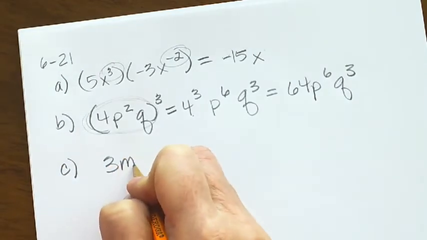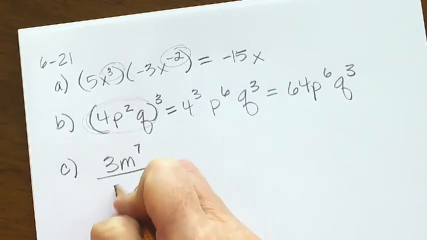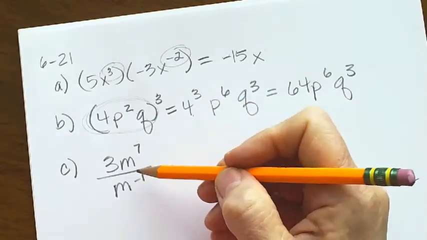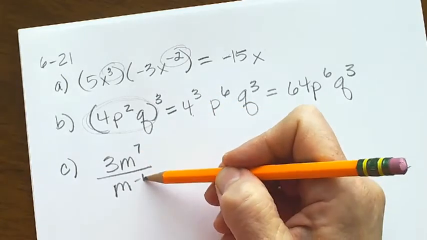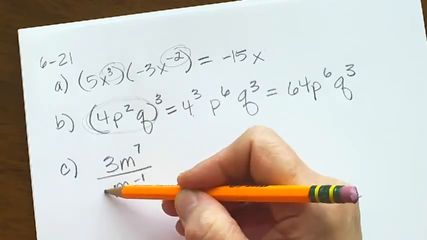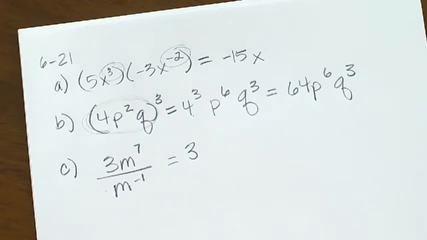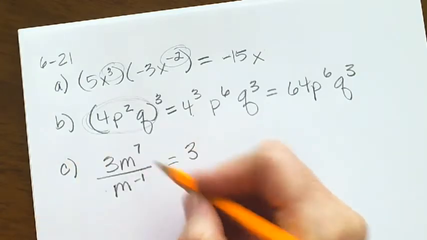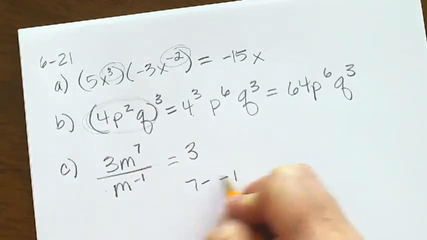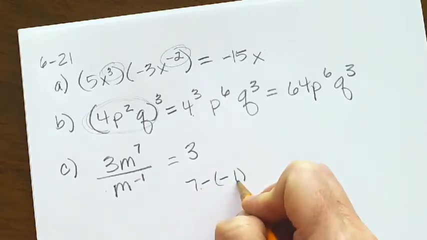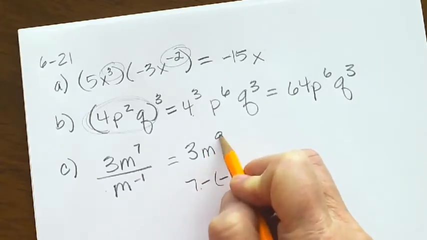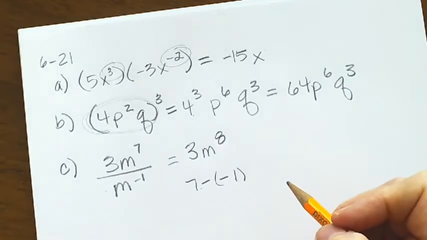Okay, for C, we are dividing powers, and the shortcut for division is to just subtract those exponents. 3 divided by 1 is just 3, so nothing happens with 3. You're dividing the coefficients, and then you're doing 7 minus negative 1, which would turn into 7 plus 1, so that would be m to the 8th.